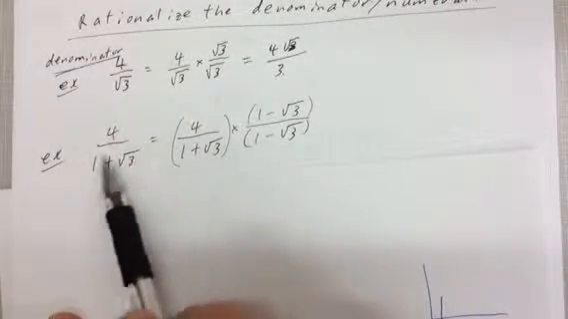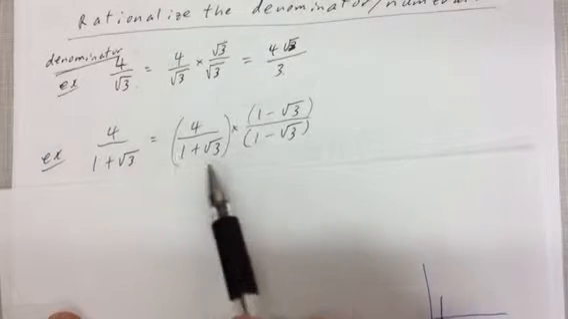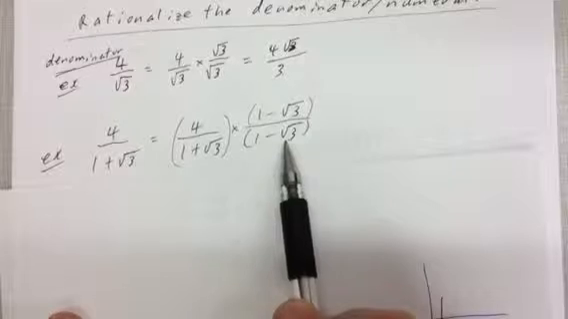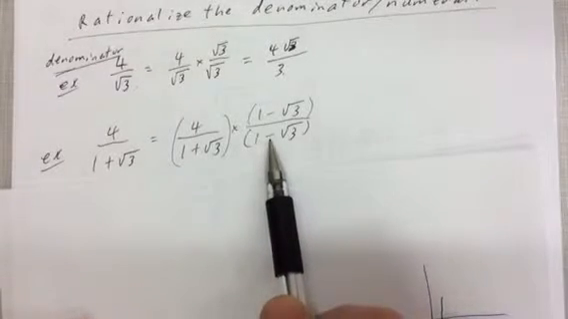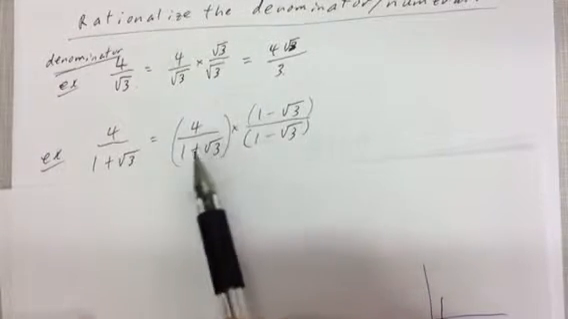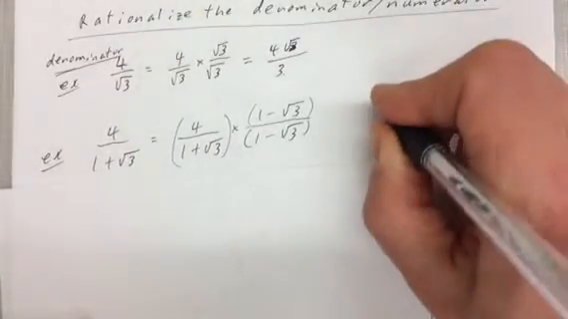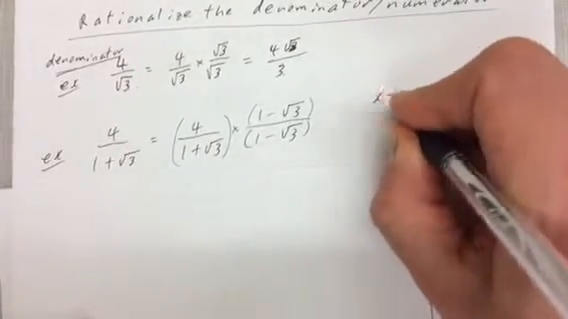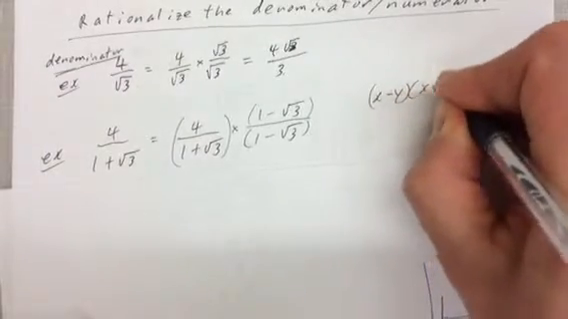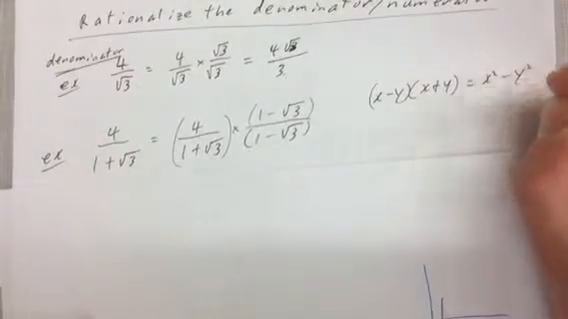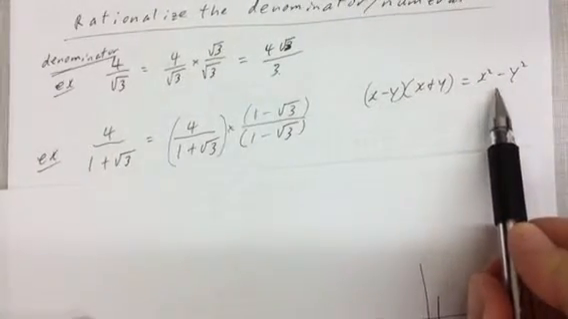Here, how do we make 1 plus root 3 rational? Well, we're going to multiply it by its conjugate, 1 minus root 3, calling it its conjugate. Okay, where you change the sign in the middle. This becomes a difference of squares factored. So recall that x minus y times x plus y equals x squared minus y squared. No middle terms in that.